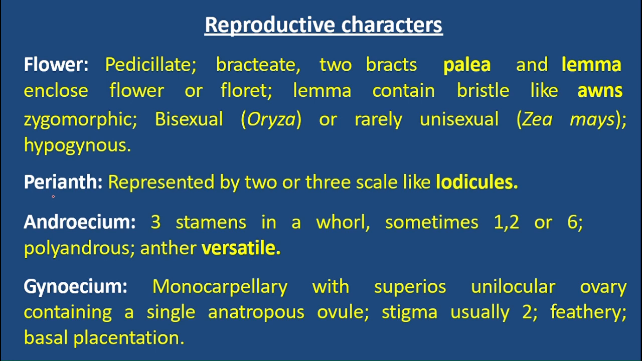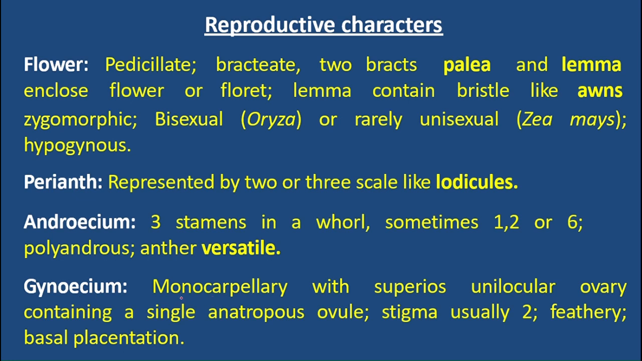The perianth consists of tepals represented by 2 or 3 scale-like lodicules. The perianth consists of how many lodicules? In some flowers there may be 2, in some flowers 3. 2 or 3 scale-like structures are present, which are called lodicules. The male reproductive part of the flower is called the androecium. How many stamens are present in Poaceae members? 3 stamens in a whorl, sometimes 1 or 2 or 6. Polyandrous condition. Anthers are freely spreading, so they are called versatile. Then the female part of the flower is called the gynoecium.